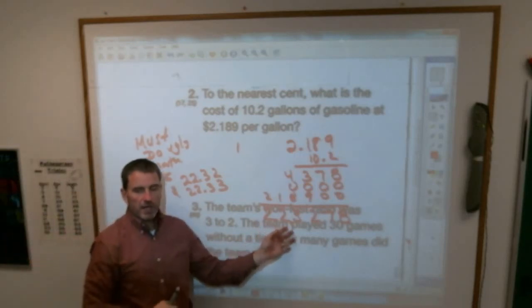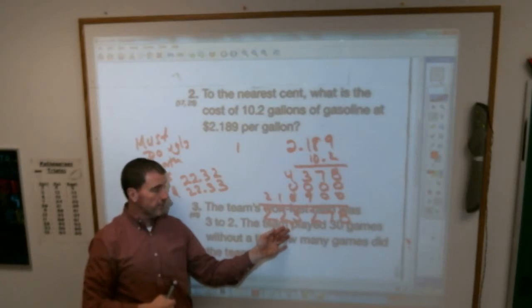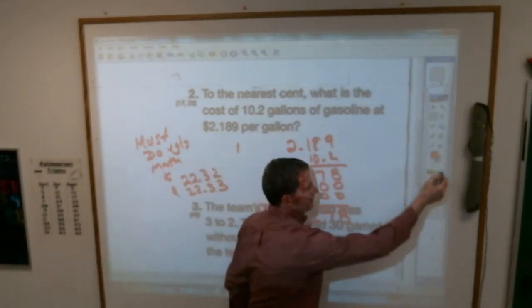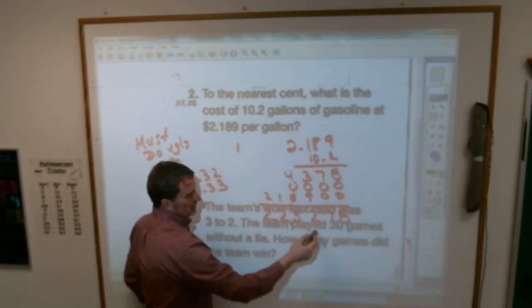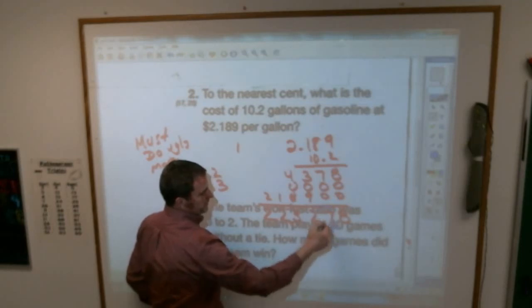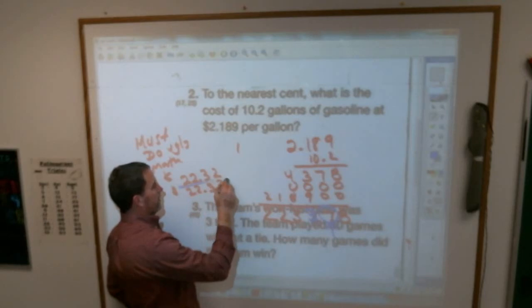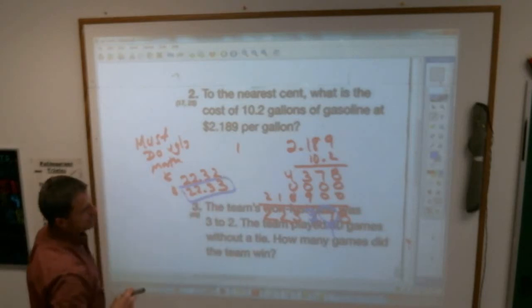Which one is it and why, Elijah? $22.33. What number tells you that it's 33? The 7. Yeah. You've got to go to the number after your last digit here. This 7, because it's 5 or bigger, means you add 1 to this, making it $22.33.